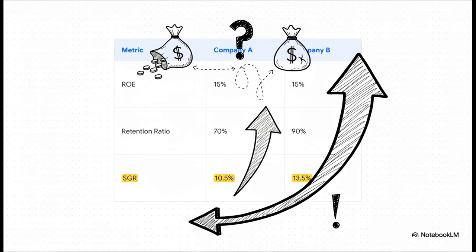On the surface, they look identical. Both have a 15% ROE. But Company A pays out a decent chunk of its profits as dividends, so only retains 70%. That gives it a sustainable growth rate of 10.5%. Company B, on the other hand, is plowing almost everything back into the business. It retains 90% of its earnings. That gives it a much higher SGR of 13.5%. So even with the same ROE, Company B is built for faster future growth.